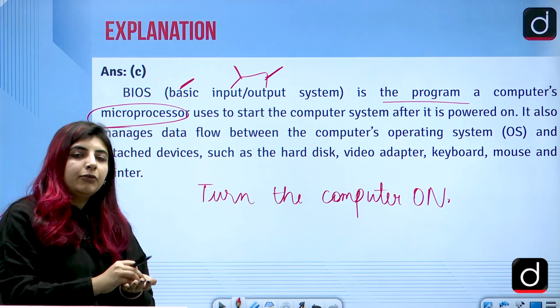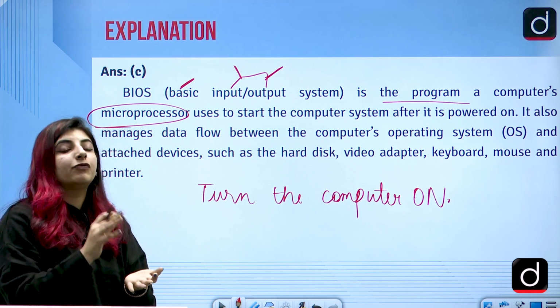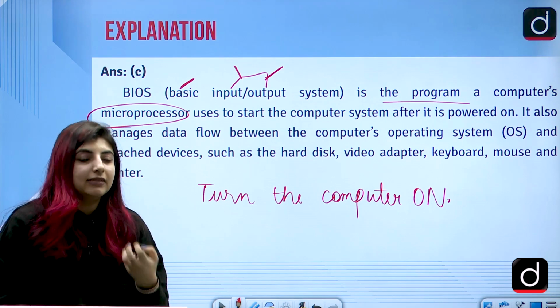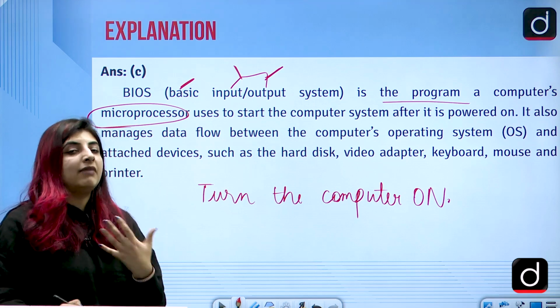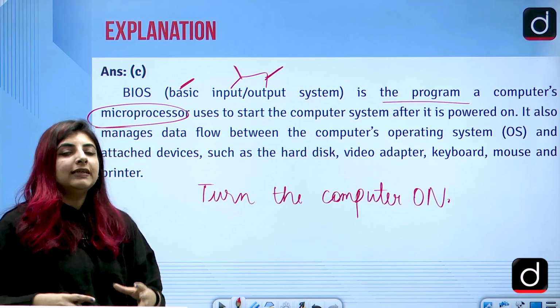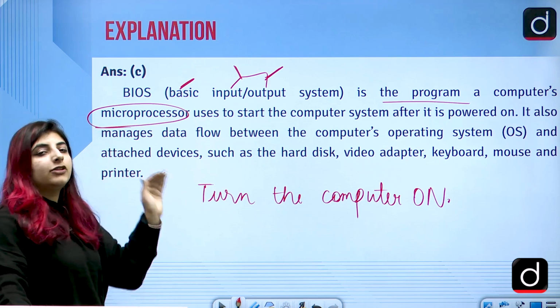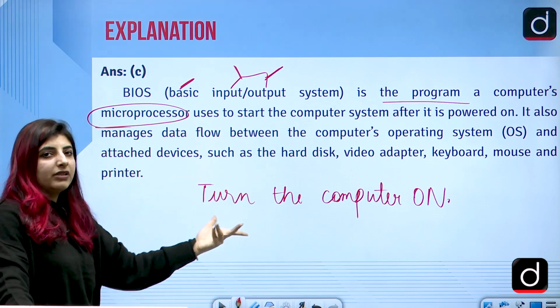So if you turn on a computer, this microprocessor will be the one which will be connecting the operating system, whatever you have, Windows, Mac, etc., to the devices. Only then your computer obviously will work.